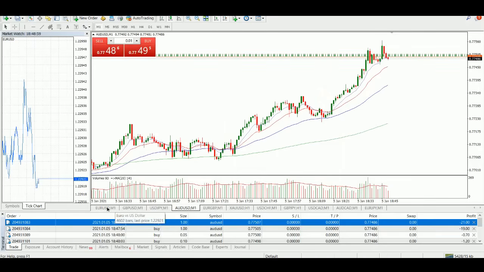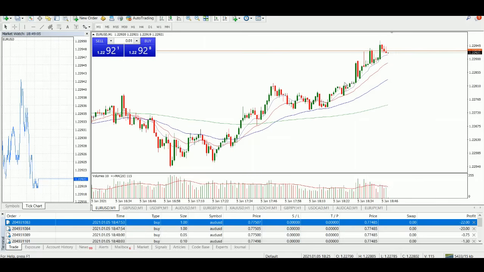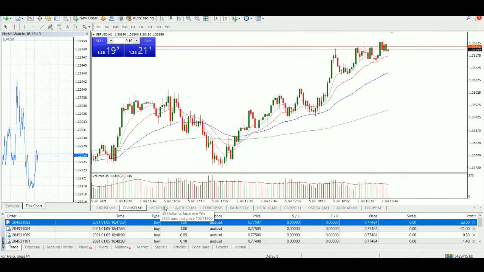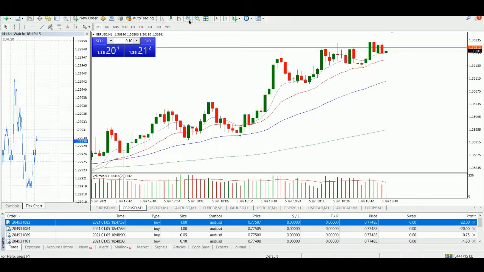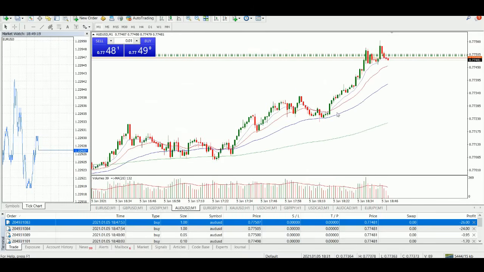It's a great buying sign to enter AUD dollar, much better than euro or GBP dollar, because euro and GBP dollar are not able to make a continuous up pattern. They are going up, retracing, going up, retracing. That's not the perfect trend to ride. We need this movement going up, a continuous uptrend.